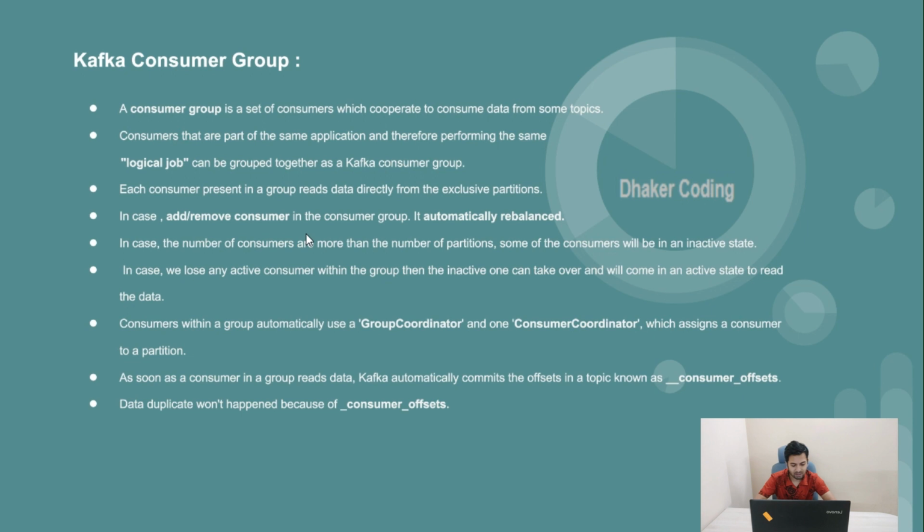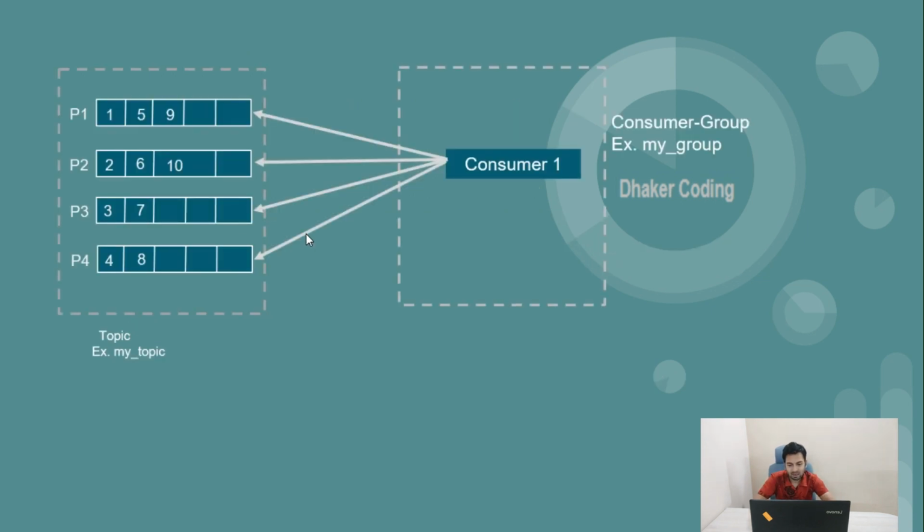Let's go with an example so we get an actual understanding of how it works. Let's say we have a topic, my topic, that has four partitions right now, and a consumer group, my group. Currently we have a single consumer which is reading data from all four partitions. It's like a single thread. Now if we add one more consumer to that group, what happens?